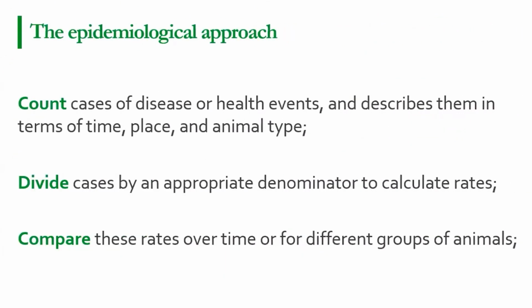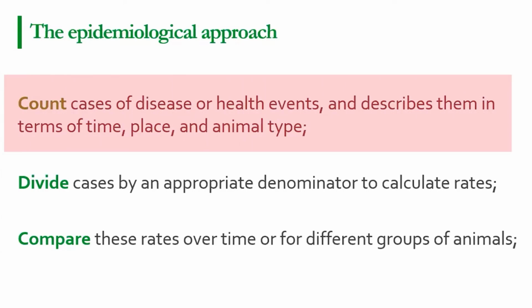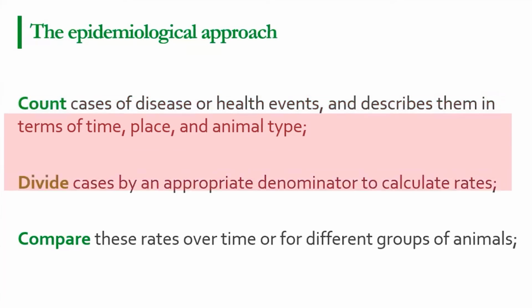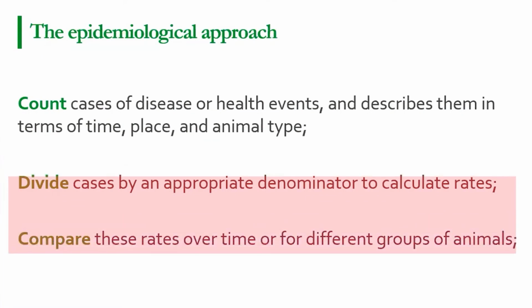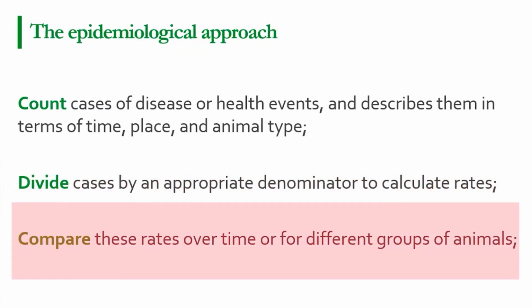But the approach to go through these measures is that first we start counting the cases of a disease or the health events, and then describe them in the classical epidemiological triad, which is place, time, and animal type. Then, when we have the counts and the populations, we divide these cases by the appropriate denominator to calculate the specific rates. And then when we have the rates, we start comparing the rates between different groups and subgroups of the population so we can find out what's going on with measured effects.